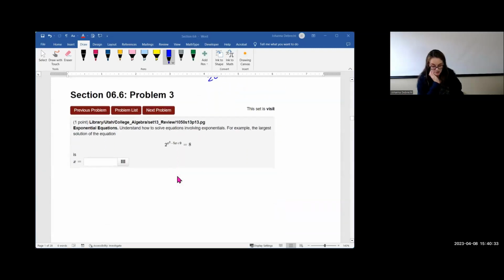Let's look at problem 3. Problem 3 is a little bit more challenging. This x squared minus 5x plus 9 is all in the power on the 2, and we have an 8. 8 can be written as a power of 2. Give it a try, then turn the video back on to compare your answer.